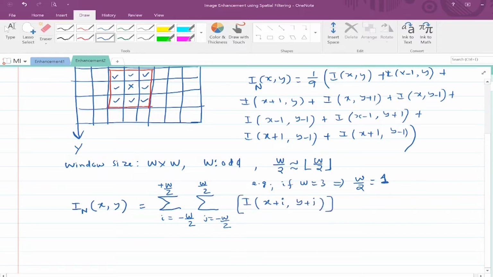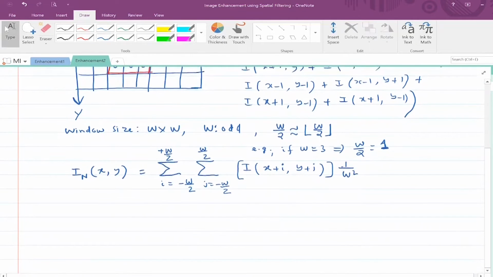Is that all? What is it that we are missing here compared to the previous expression? The multiplication factor of 1 by 9 is missing. Suppose if I am using a 3 by 3 window, I am taking an average over 9 pixels. 5 by 5 window, average over 25 pixels. So this has to be multiplied with 1 by w square. Of course, I could take that factor outside.